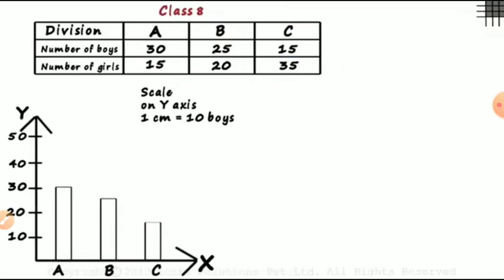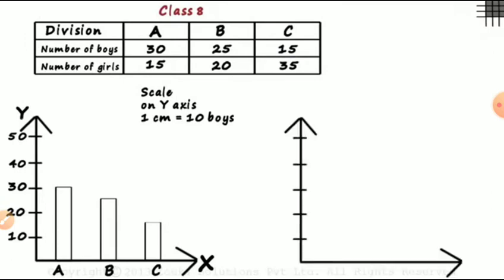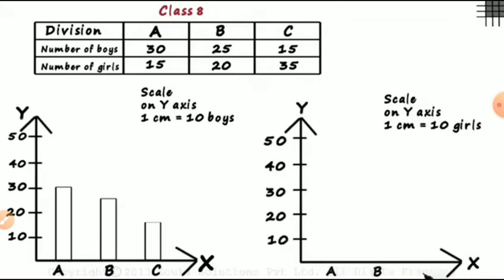Now let's draw the bar graph for the number of girls in each of the divisions. We choose the same scale for the y-axis and write A, B, and C on the x-axis. To represent the number of girls, let us use shaded bars.